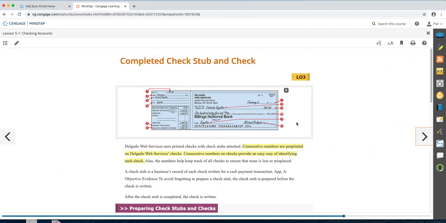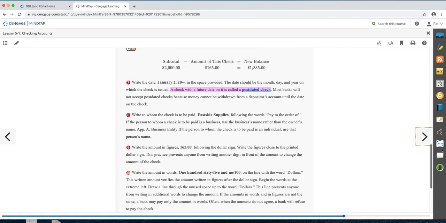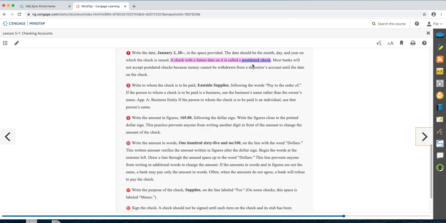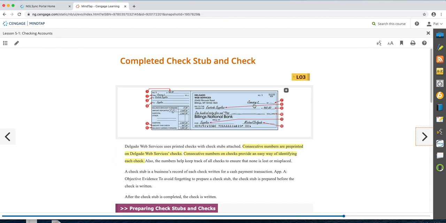Now we have a check here, and we have all the steps. You see all the red line steps. They're all listed here. One of the things in the vocab is this post-dated check. When you write a date, you can't cash a check until that date. Usually, that's what the bank's supposed to do.